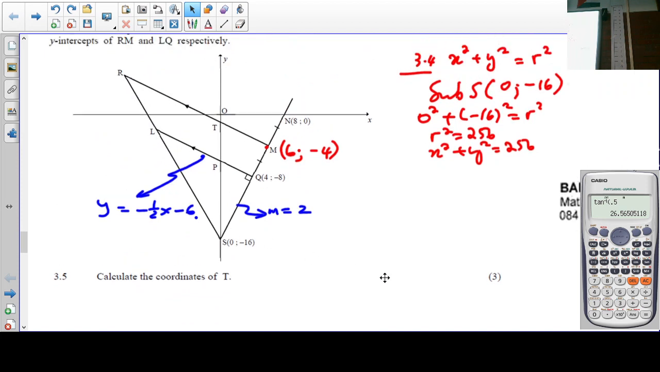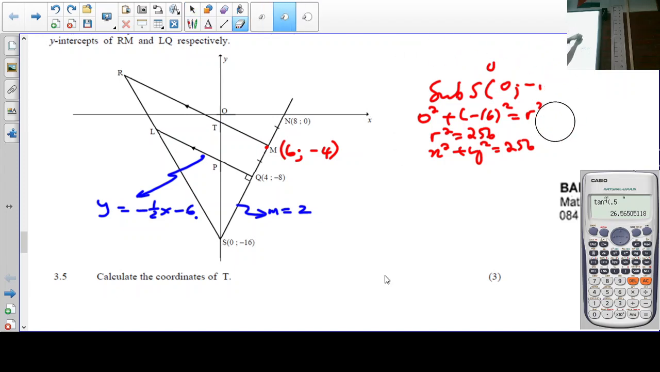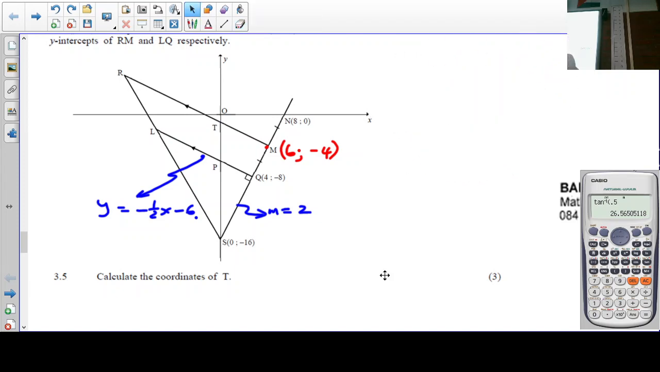In question 3.5, we are told to calculate the coordinates of T. So what is T to us? T is the y-intercept. Okay? It's the y-intercept of what? Of line RM. But we know that RM is parallel to LQ. Okay, now there are many ways of calculating T.